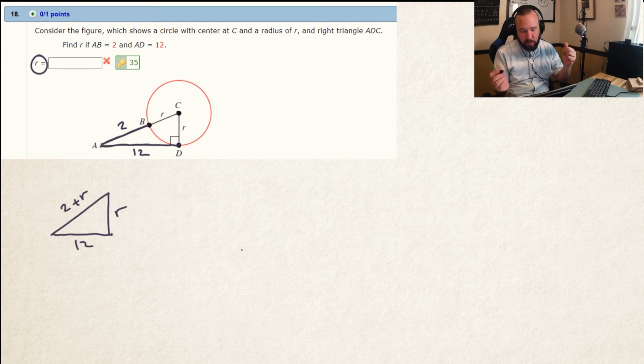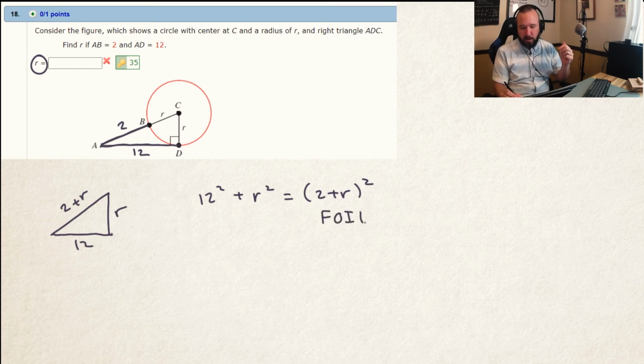So there's another Pythagorean theorem problem, so I'll just use a squared plus b squared equals c squared. And remember to make sure to FOIL this out, collect like terms, and then you'll probably either be able to use factoring or the quadratic formula to solve it.